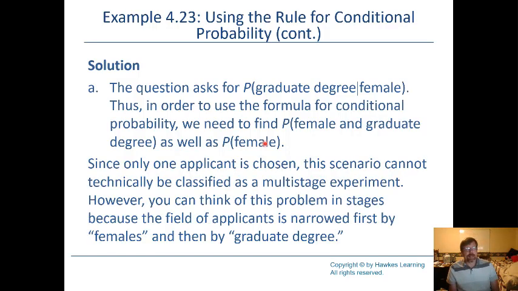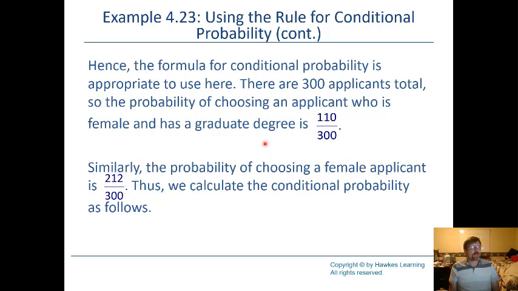It's not technically multi-stage, but it's kind of easier to think about it in stages, because we narrowed it down with one criteria, then narrowed it down with another. So, we can use our formula for conditional probability. Out of our 300 total applicants, 110 are females with a graduate degree, so that probability of female and a graduate degree is 110 over 300.